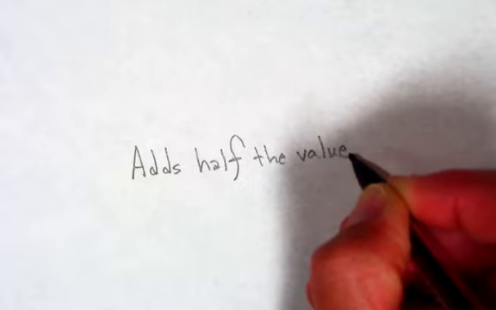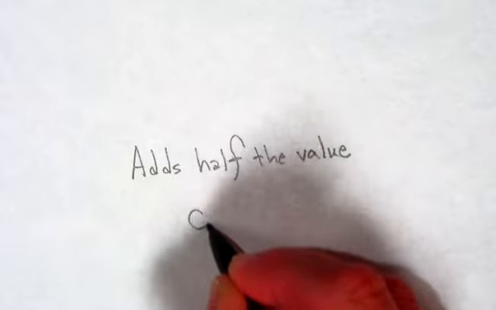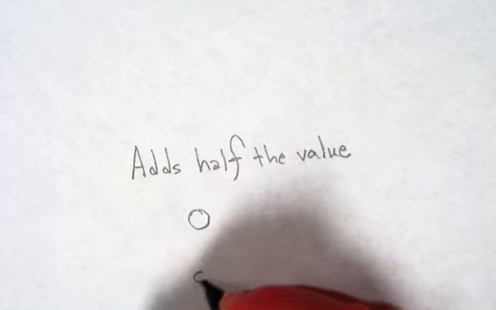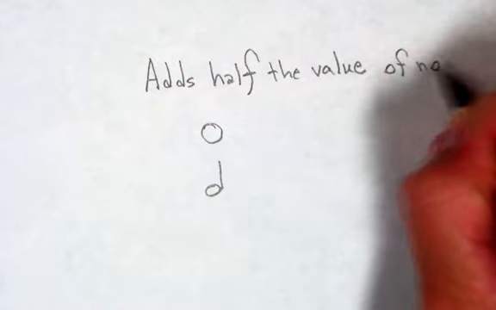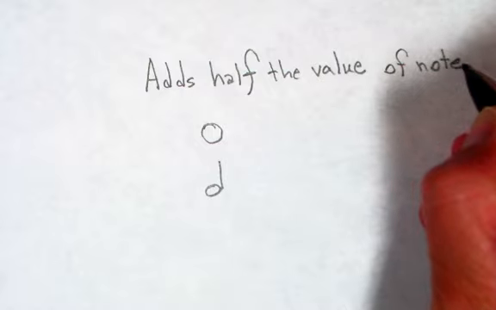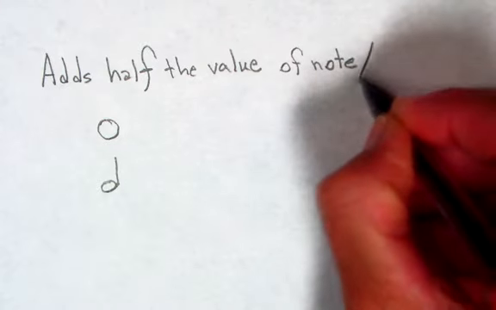Therefore, if you have a dot beside two different notes, that dot doesn't add the same amount. It adds half of whatever that note is, or even a rest. Okay, so here we go.